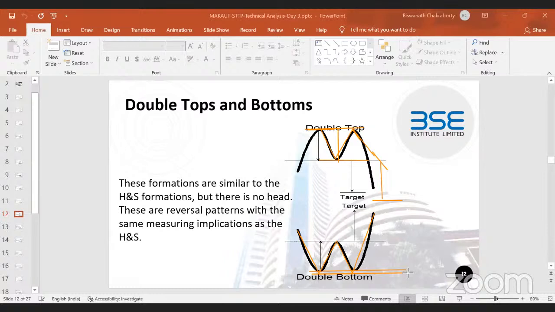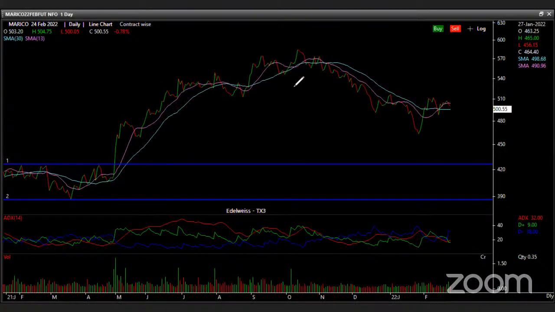In the last 5-7 days of fall, what I have observed is that most of the stocks create double bottoms. Most of the stocks. So take a look at one or two. For example, here is a very good example of that. So, double bottom. Here is an example of a double top. Here is the same, the double top is there.